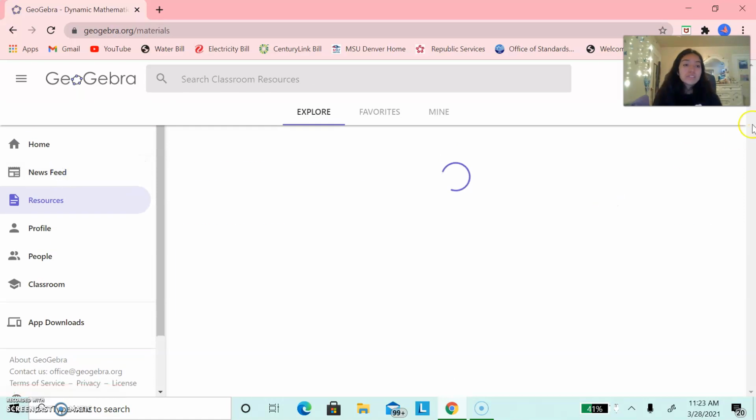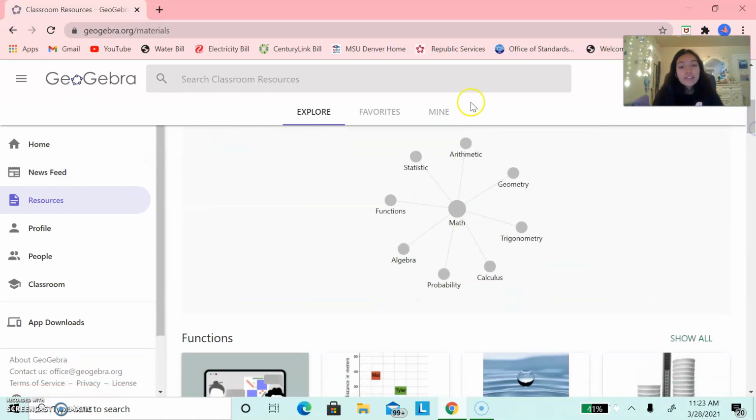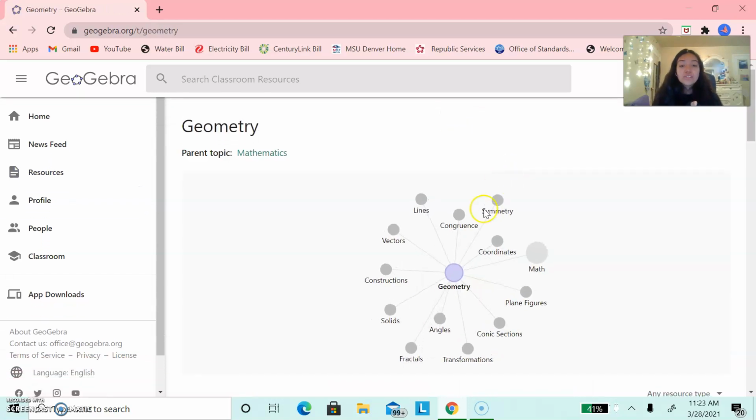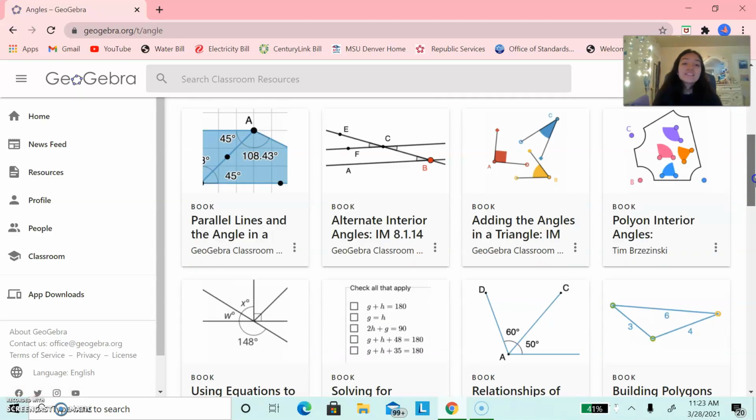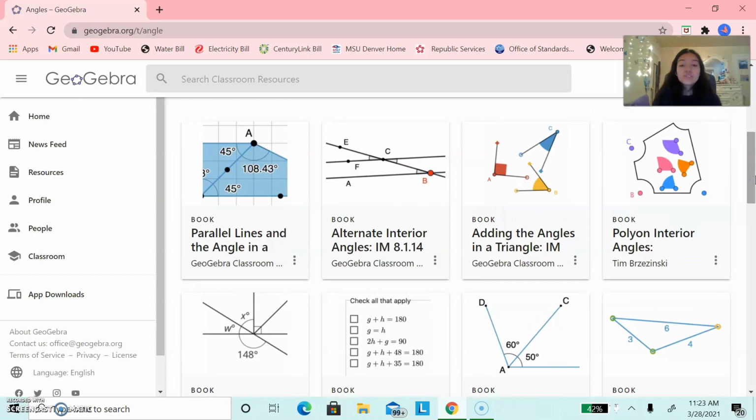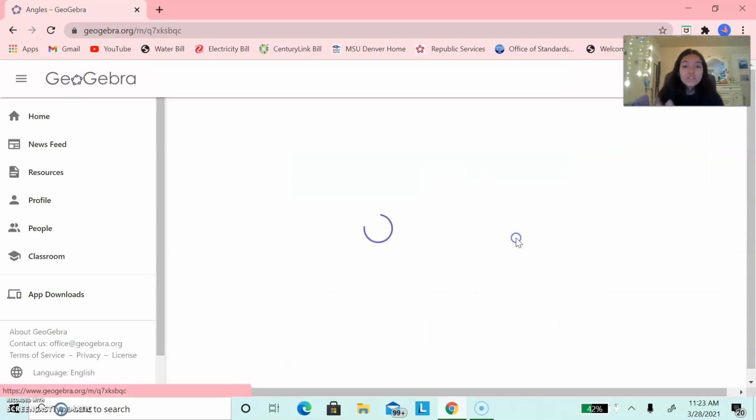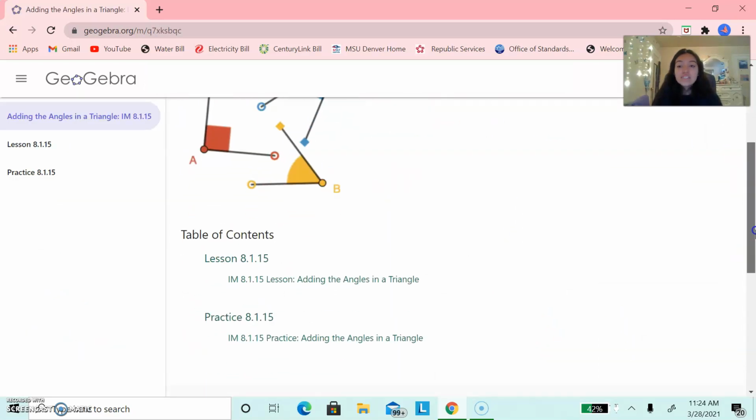If you go to resources, you can go down here and here are all the subjects of math that GeoGebra goes over. And we know that angles is in geometry. If you click geometry, these are all the topics within geometry. And here's angles. You can go to angles. Let's say the standard right now is being able to understand how adding the angles in a triangle works. So you would click here and there is a lesson.